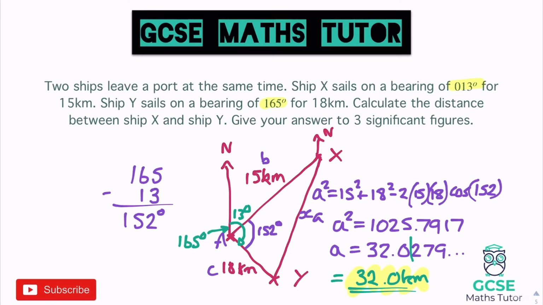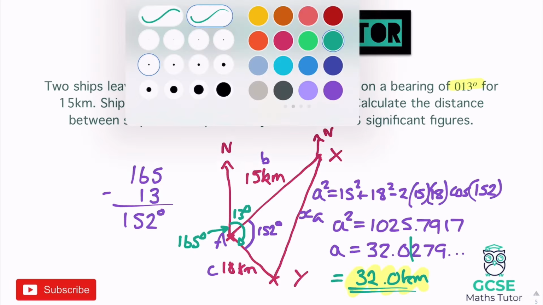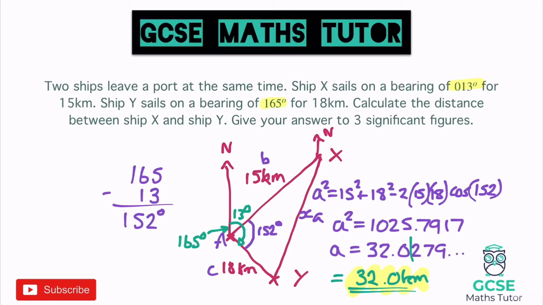There we go. Right, okay, so you're going to do a very similar one to this. There's going to be no diagram, so you're going to have to think about drawing that yourself, and then obviously applying the cosine rule in a very similar way to what I've done here. So here we go, here's one for you to have a go at.